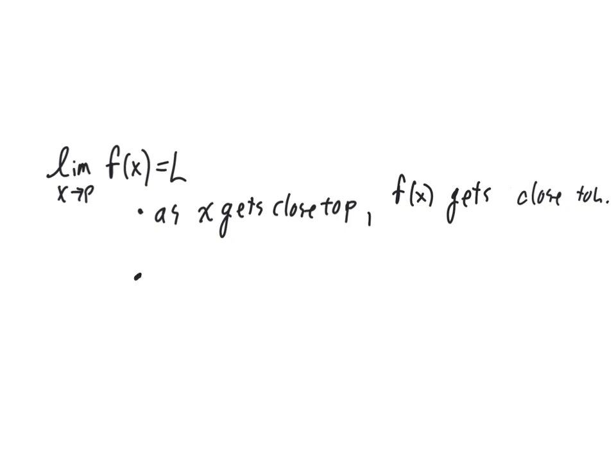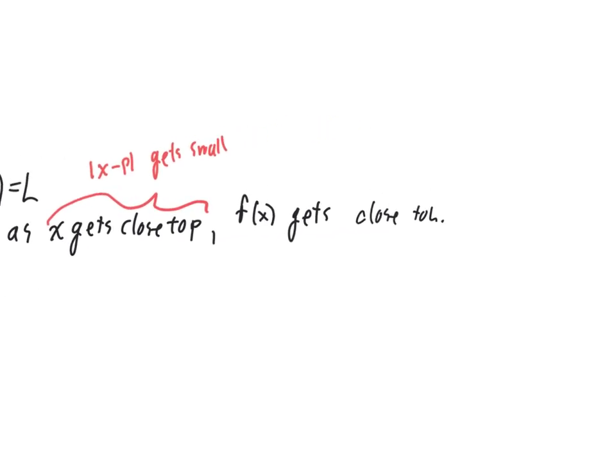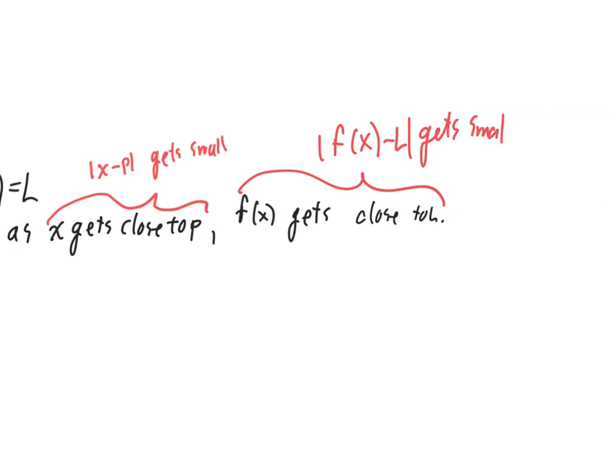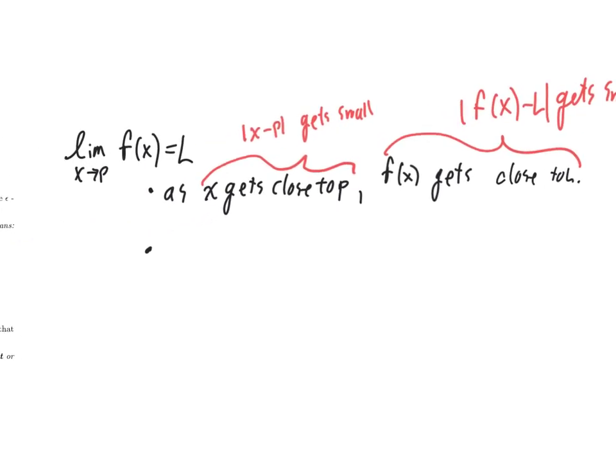So let's maybe get a little bit more precise by doing this. What does x getting close to p mean? Well, that should mean that absolute value of x minus p gets small. What does f of x getting close to L mean? That means absolute value of f of x minus L gets small. So let's go from there. When one says the limit as x approaches p of f of x is equal to L, that's intuitively what it means. Let's get a little bit more precise.